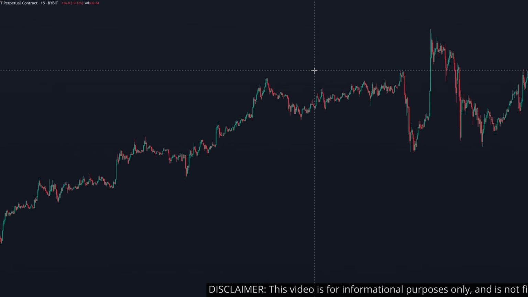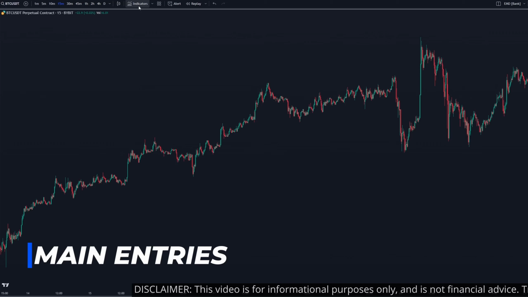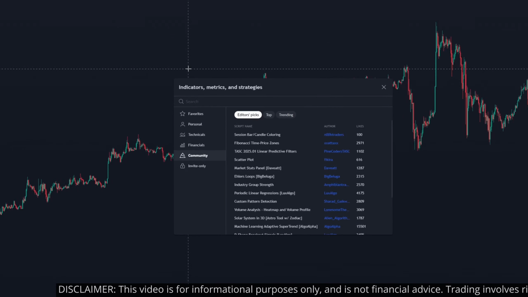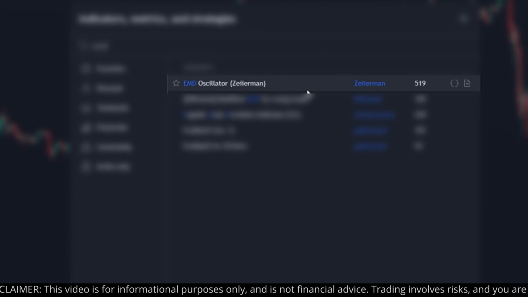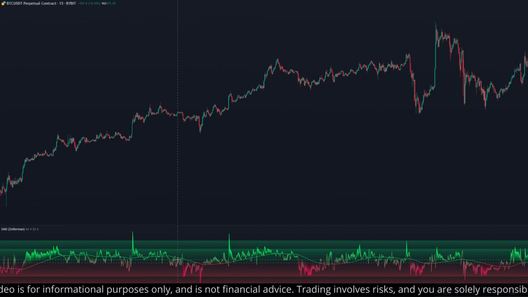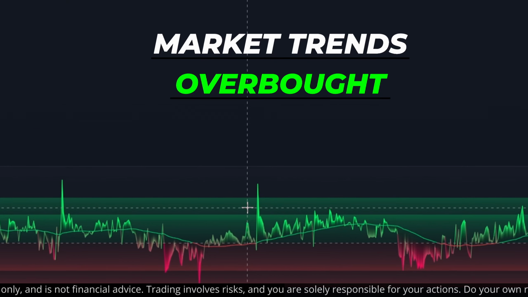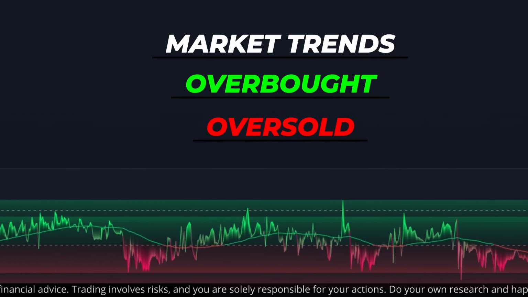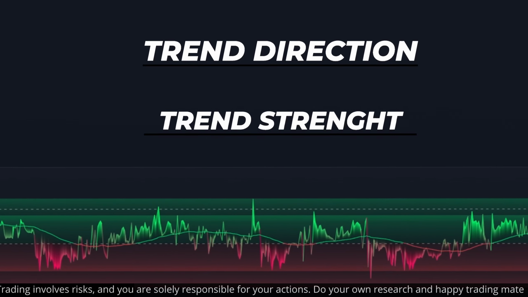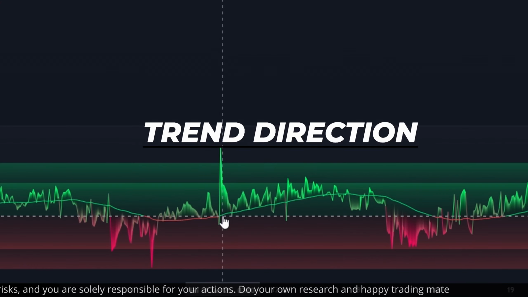Let's start by discussing the main entries. Open the indicator section and type EMD, and open this one by Zerman. This oscillator is an advanced indicator that analyzes market trends, overbought and oversold conditions, as well as trend direction and strength. Today we're going to focus on the trend direction.